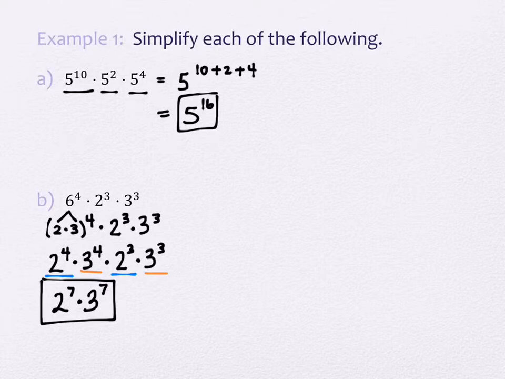Okay, can I show you one other way to do the problem? And then as far as I'm concerned after that, you can make your pick when you're working these as to which one makes more sense to you. Okay, so we start out the same way, 6 to the 4th.